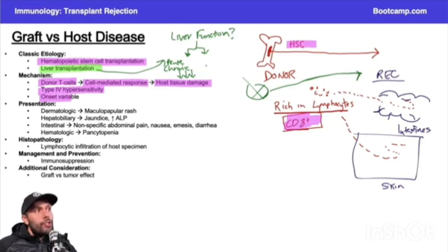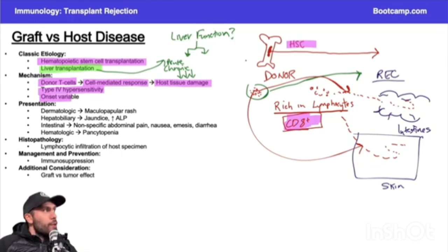Now, the other situation is, let's say that this donor, again, donates the liver, and let's say this liver is really rich in these lymphocytes. And these lymphocytes are going to recognize the recipient essentially as foreign. They're going to recognize the tissue potentially in the intestines, potentially in the skin as foreign, and they're going to start to destroy those tissues. In that situation, the situation of graft-versus-host disease, I'm going to put graft-versus-host disease, which is what we're talking about here.